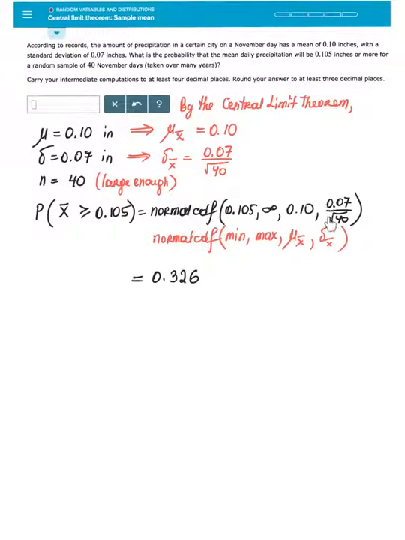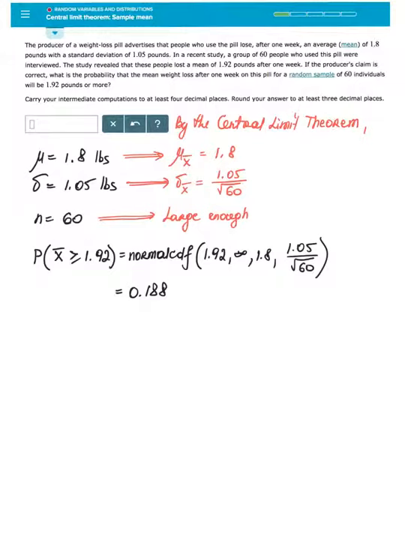Sample mean of 10/100th and standard deviation of 700 divided by square root of 40. This number probably will not come out to be very nice, and you could compute this quantity and round to 4 decimal places because that's your intermediate computation. I typically enter this as it is in its exact form into the calculator, and that produces 0.326 rounded to 3 decimal places.